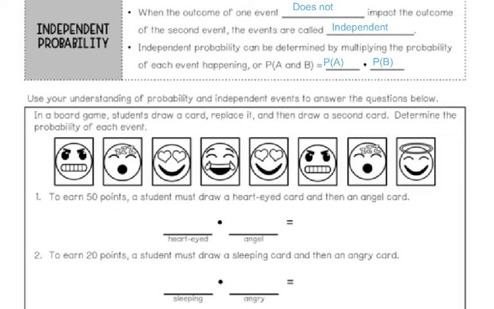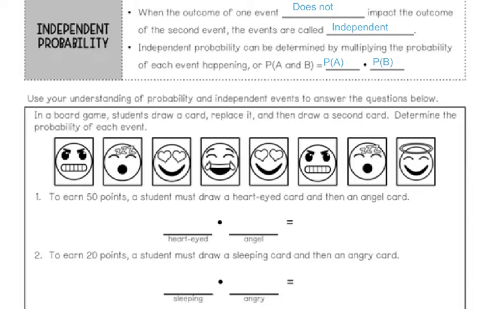So in this case, there are these sets of cards. This is our total of cards. We've got 1, 2, 3, 4, 5, 6, 7, 8. And since in this board game we draw a card and then replace it, and then we draw our second card, this group of 8 is never changing. That's how we can usually tell when it's independent.